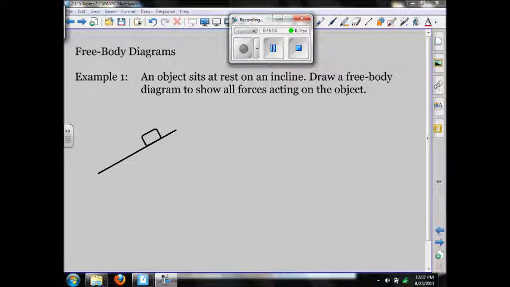Anyway, example 1, free body diagram. Thomas, you said you wanted to draw the board? Go do it. We have an object sitting at rest on an incline. We need to show all forces acting on the object.